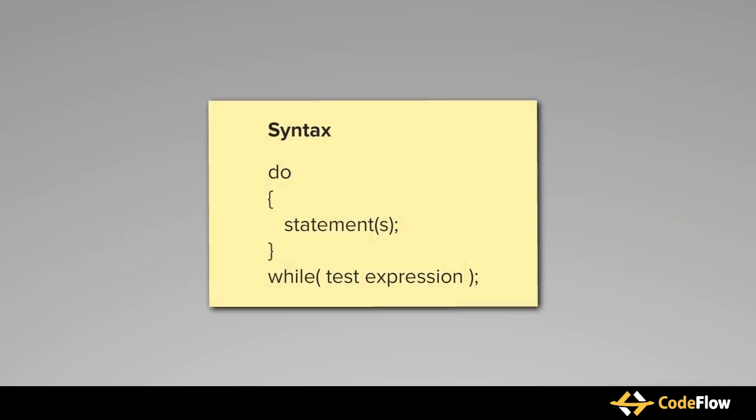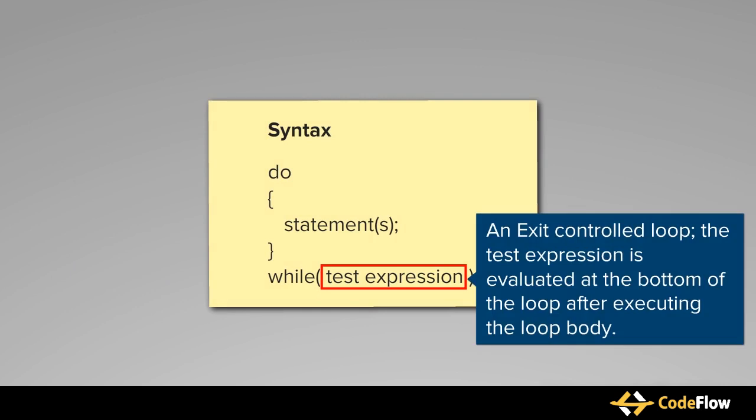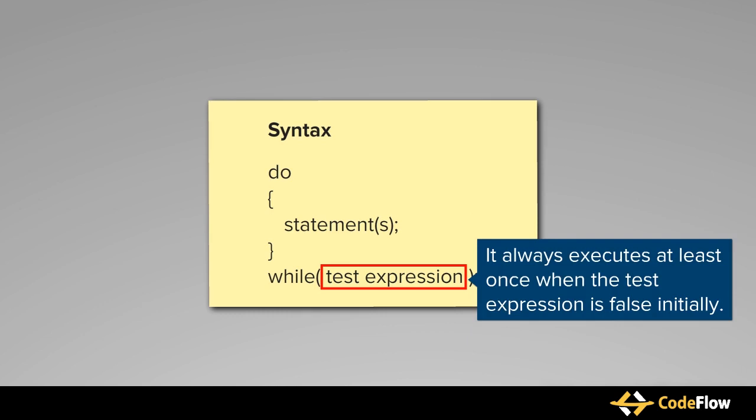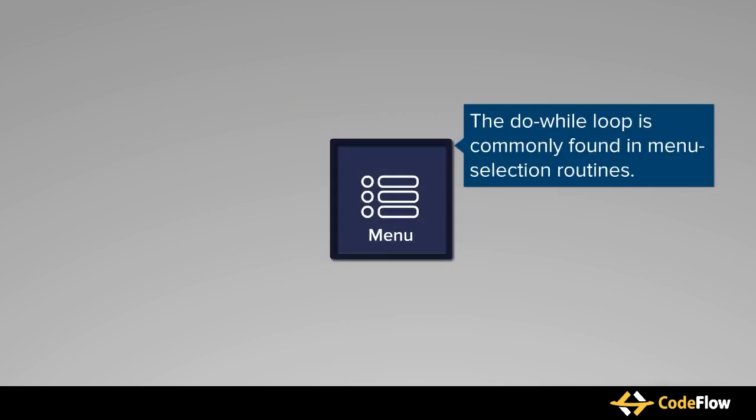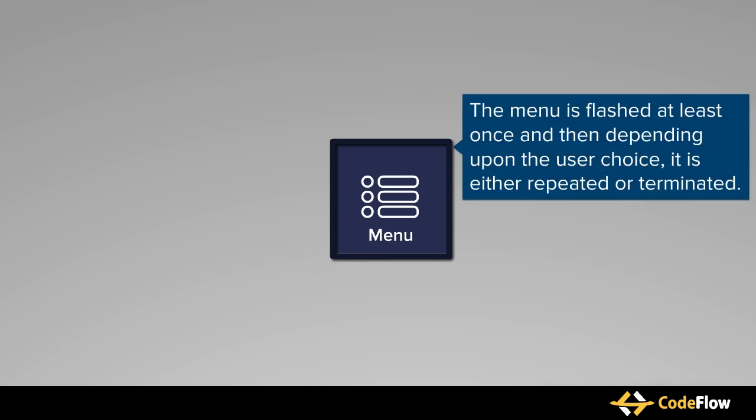Now, we will learn about do-while, which is an exit-controlled loop. That is, in this loop, the test expression is evaluated at the bottom of the loop after executing the loop body. This means that a do-while loop always executes at least once. There is a possibility that the test expression could be false when the loop is executed the first time. This feature of do-while is useful in many applications such as menu selection routines, where the menu needs to be flashed out at least once and then depending upon the user choice, it is either repeated or terminated.